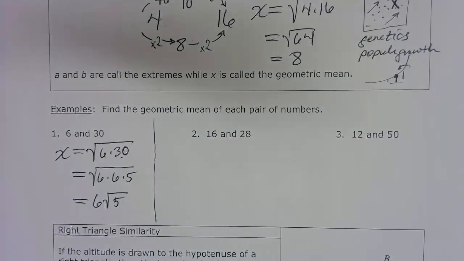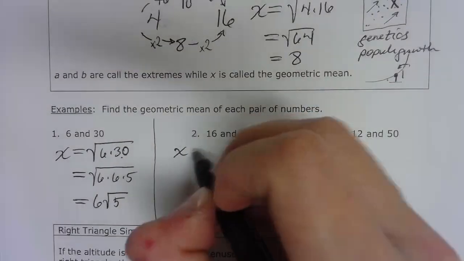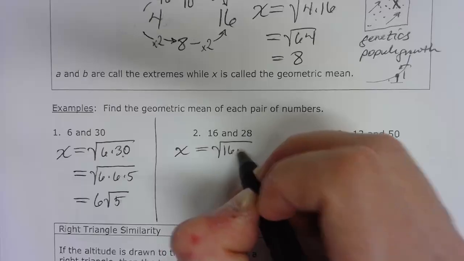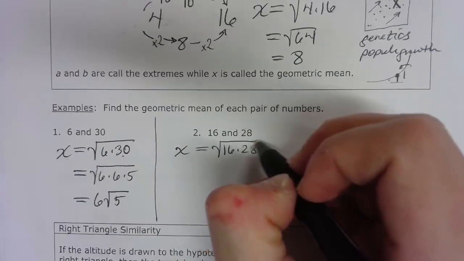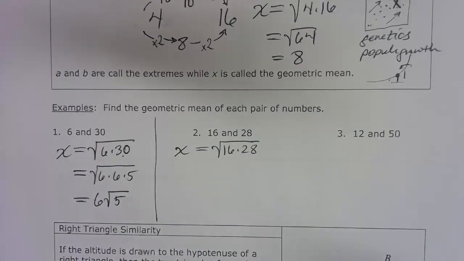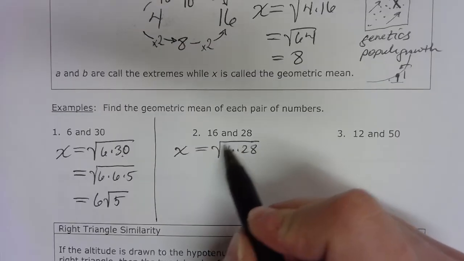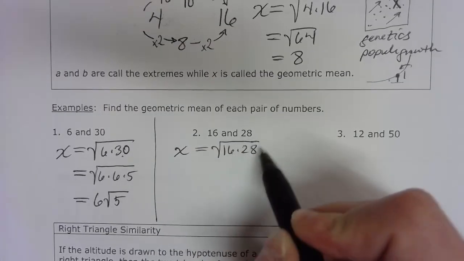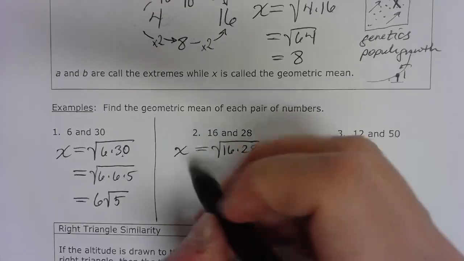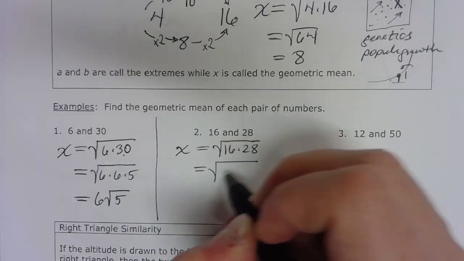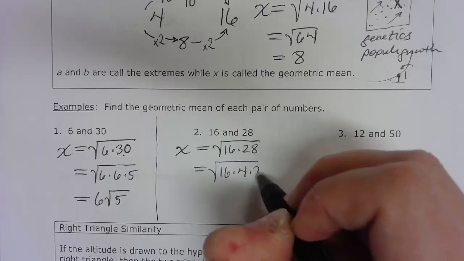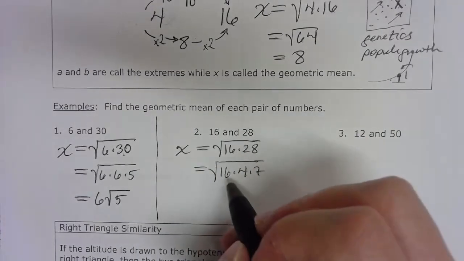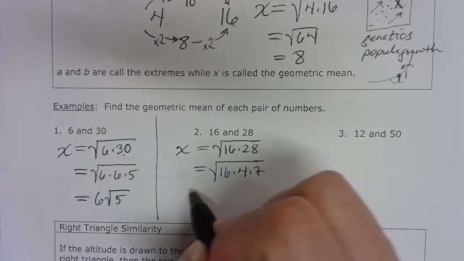All right? Same thing for this problem. Let's try again. We got x is equal to, let's see, the square root of 16 times 28. Very cool. Here, I see that 16 is already a perfect square, but furthermore, there's a 4 in 28. So what I'm actually going to do, I'm going to write this as 16 times 4 times 7, since 4 times 7 is 28.